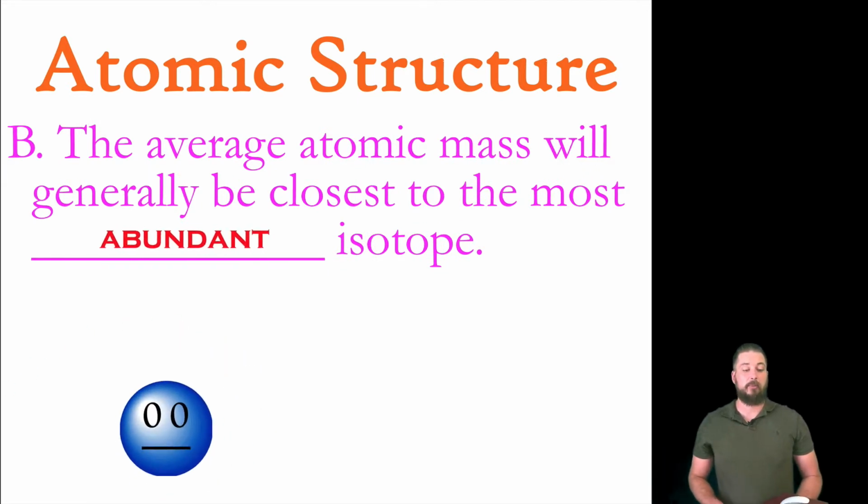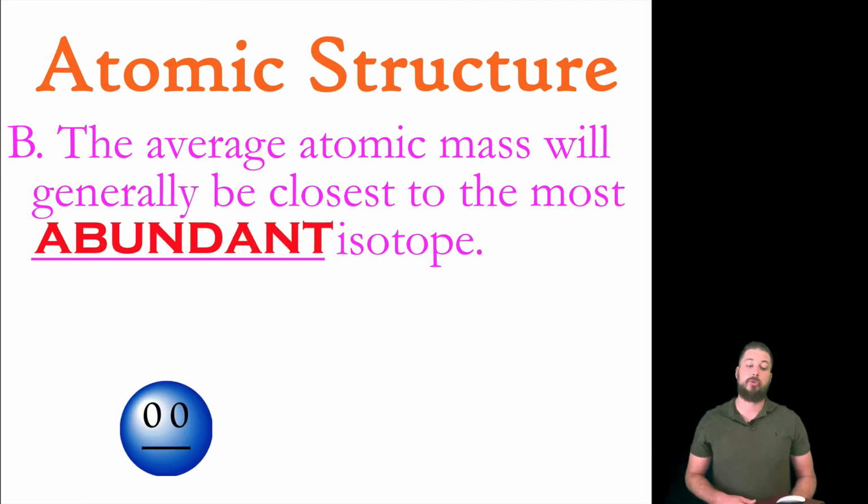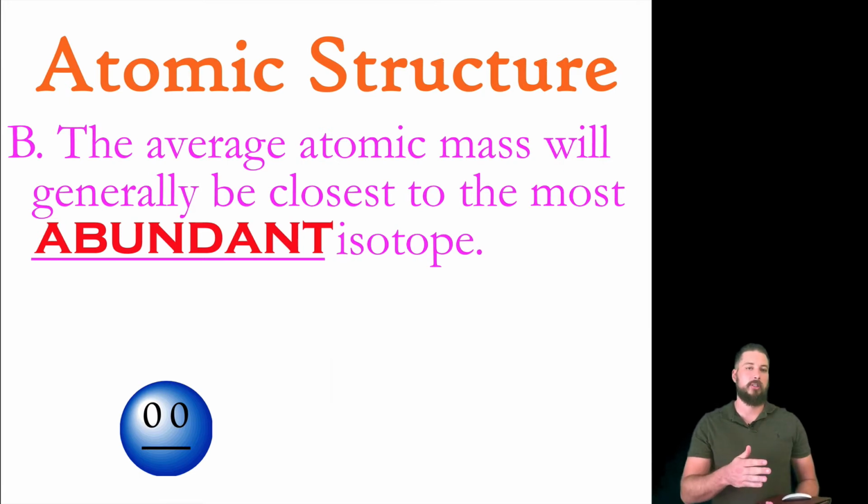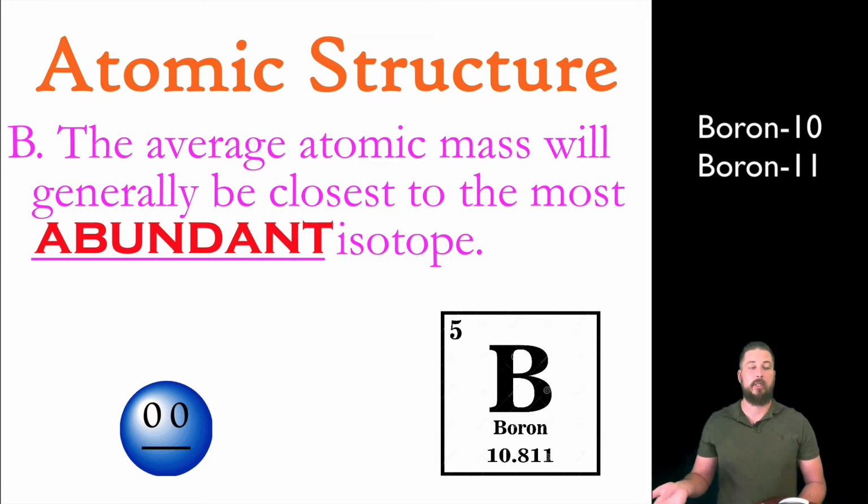Now, the average atomic mass will generally be closest to the most abundant isotope. For example, carbon-12 happens to be the most abundant isotope of carbon, and if you look at the average atomic mass on the periodic table, it happens to be 12.01. And so that is an example of how the average atomic mass will generally be closest to the most abundant. And so if we think about, let's say we have boron-10 and boron-11, if 90% of all boron atoms are boron-11 and 10% are boron-10, that means the average is going to be closer to boron-11.